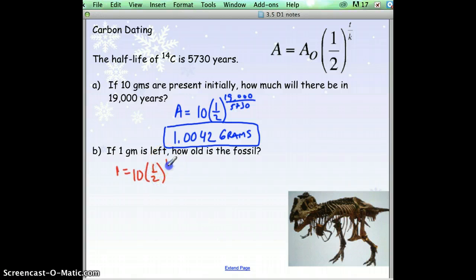And we know that the half-life is 5,730 years. So we're going to solve for t. That's a 1. Okay, so we need to isolate the exponent. The first thing we need to do is divide by 10, get that out of there.